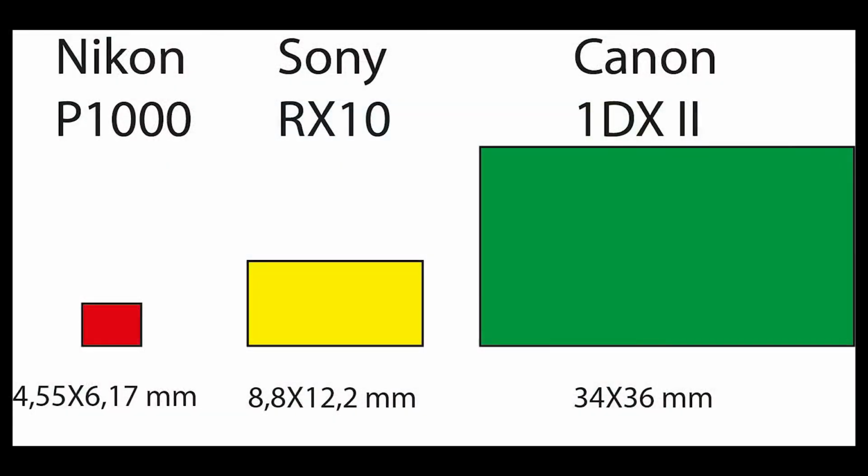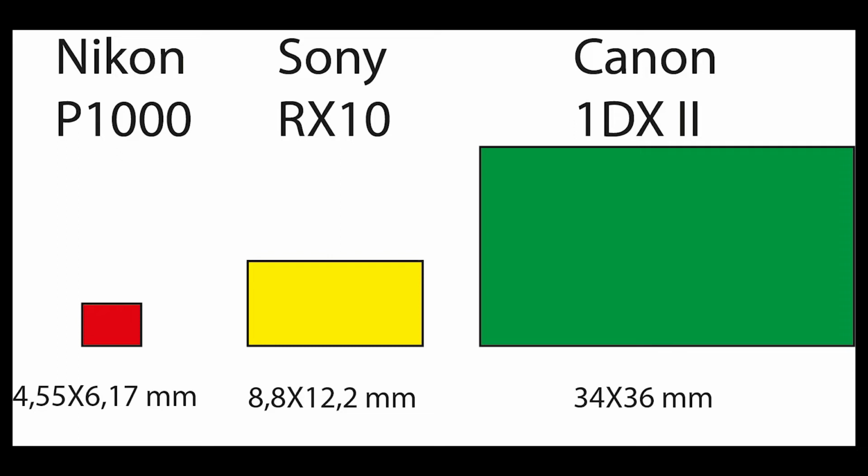Here you can clearly see the difference in the size of the sensors: the flat Earth's favorite camera, the Nikon P1000, the Sony RX10, which is a much better advanced compact camera, and the Canon 1DX, which is a professional camera. I'll make a separate video on sensors later.